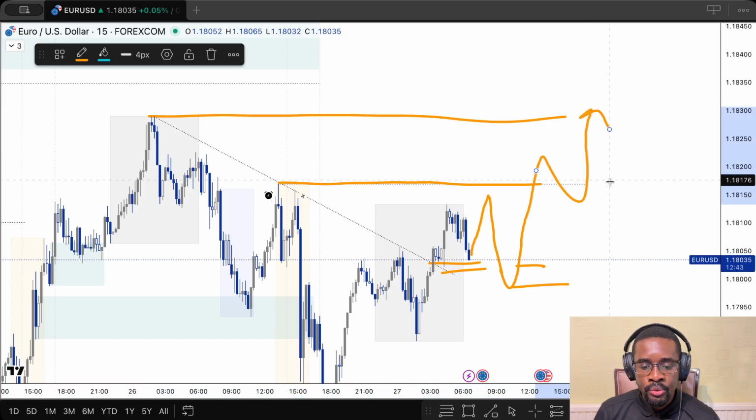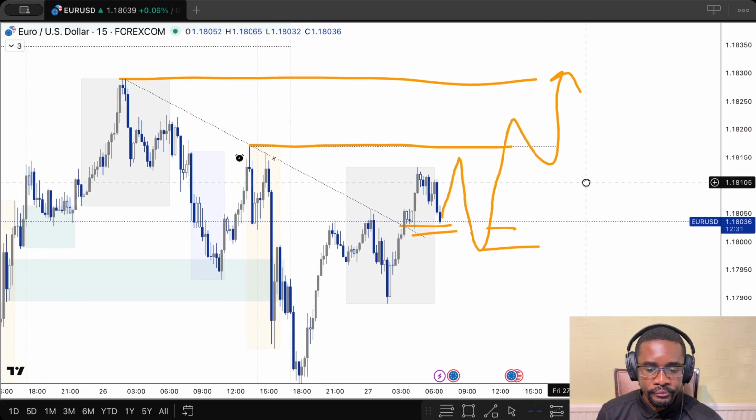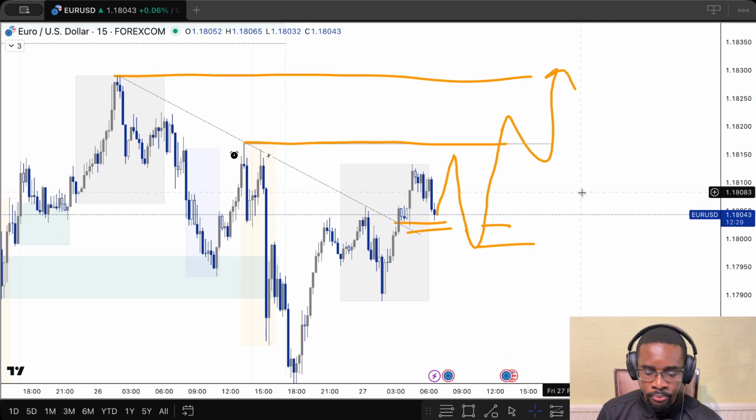So these will be the scenarios. This will be maybe what I'll be looking at for both buys and sells. Remember, we look at what price is doing, and then we make a decision and react. So those will be the scenarios for buys and for sells.